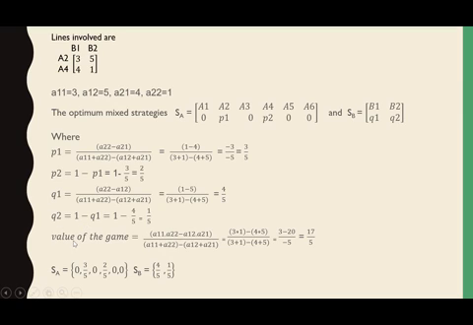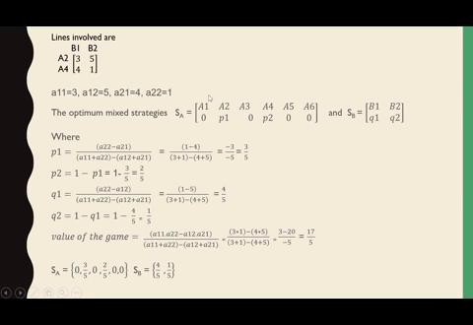Find the value of the game. The value of the game is A11 into A22 minus A21 into A12 divided by A11 plus A22 minus A12 plus A21. So which will be 3 into 1 minus 4 into 5 divided by 3 plus 1 minus 4 plus 5. So 3 minus 20, because 3 ones are 3, 4 fives are 20. So 3 minus 20 divided by minus 5, which will be minus 17 by minus 5, which will give the answer as 17 by 5.